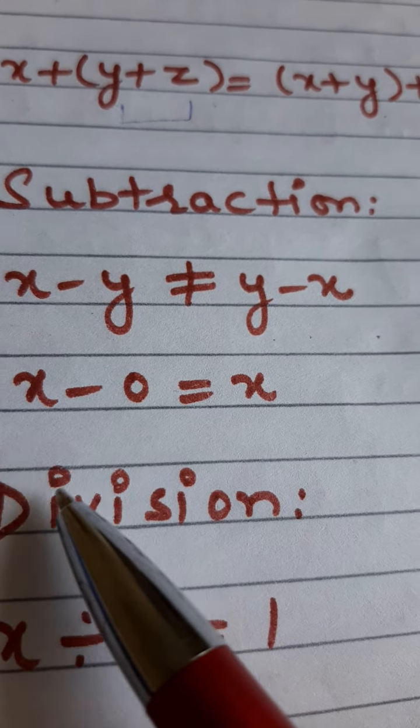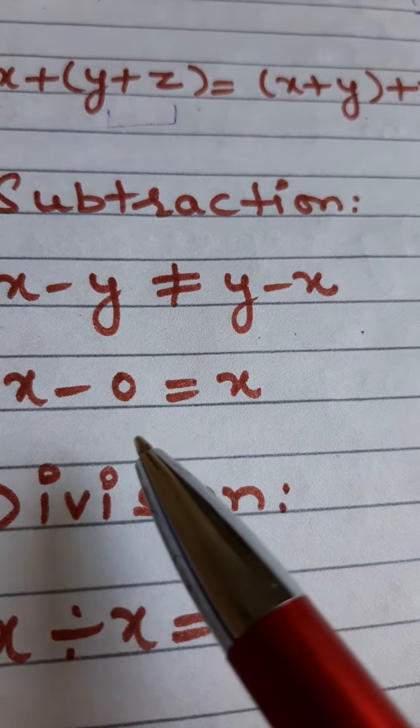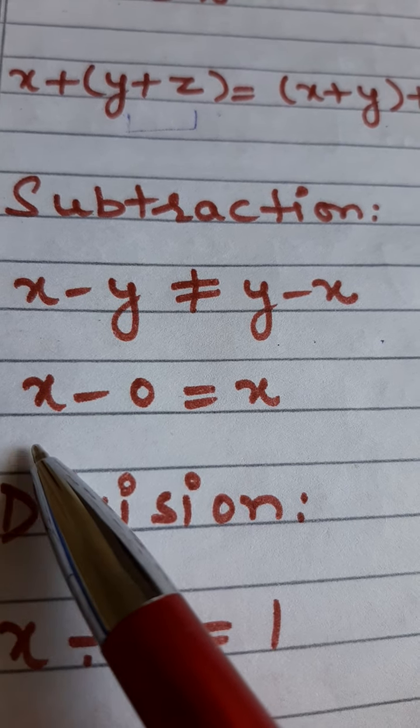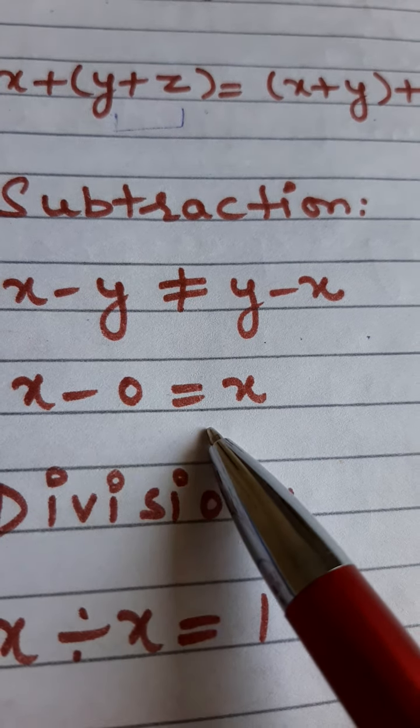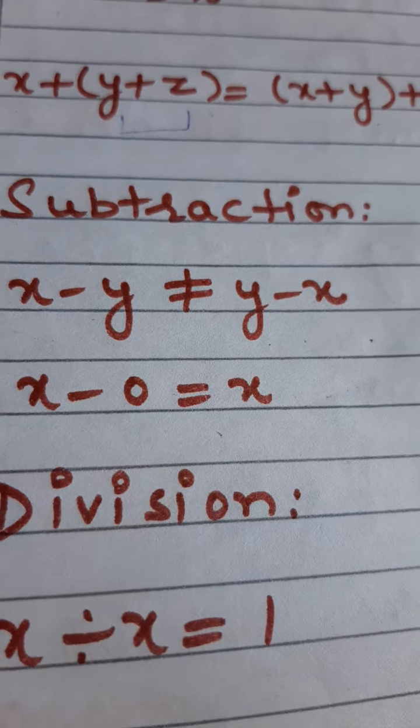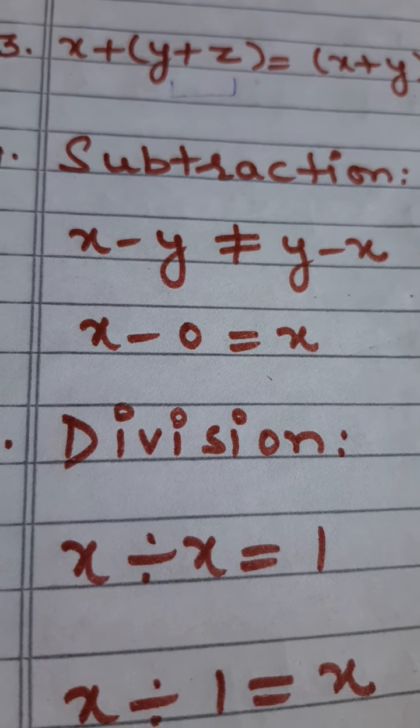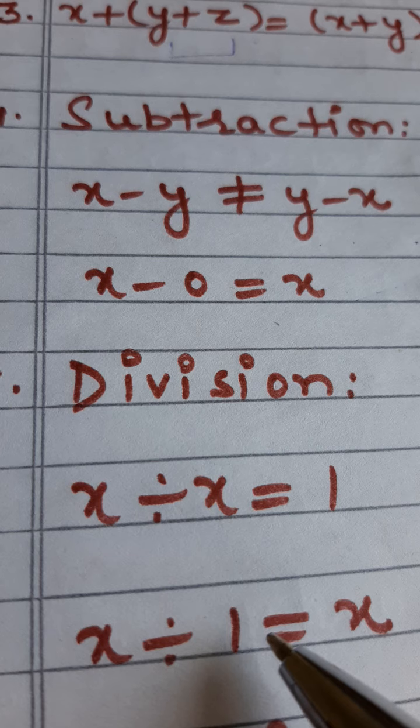And for x minus 0, if we subtract 0 from any literal number, the answer is the same number. This is true for subtraction also. Next comes division.